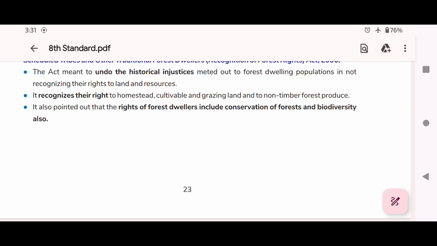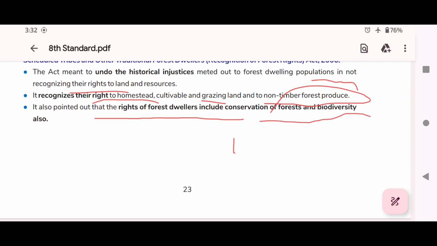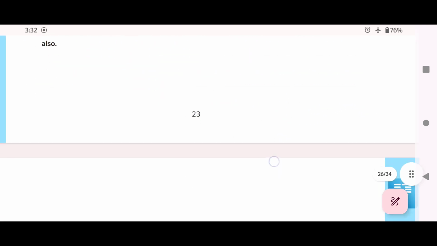Scheduled Tribes and Other Traditional Forest Dwellers (Recognition of Forest Rights) Act, 2006. The Act was meant to undo the historical injustice meted out to the forest-dwelling population in not recognizing their right to land and resources. It recognized their right to homestead, cultivable and grazing land and to non-timber forest produce. It also pointed out the right of forest dwellers, including conservation of forests and biodiversity.